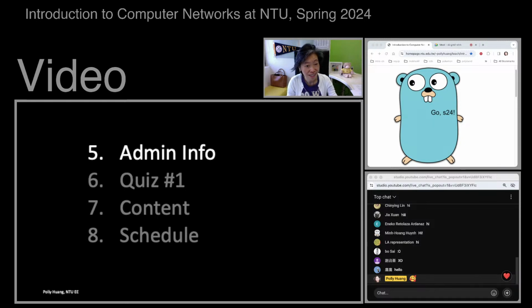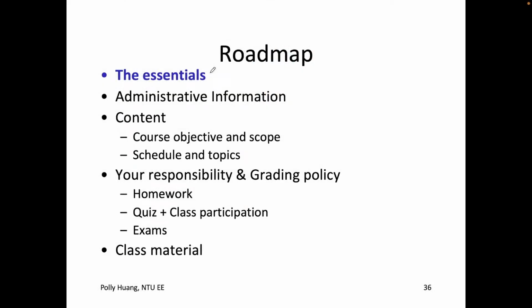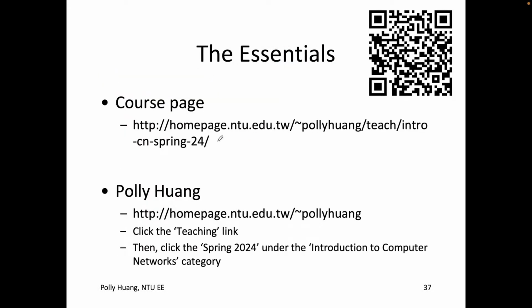Administrative information. The one most important information is the web page. Now the URL is pretty long. Here's the QR code for your convenience. Now in case you're on the run and not having the QR code handy, Google up Polly Huang. You should find her page. And there's a teaching link underneath her name, and click into that. You should see the Spring 2024 link under the Introduction to Computer Networks category.